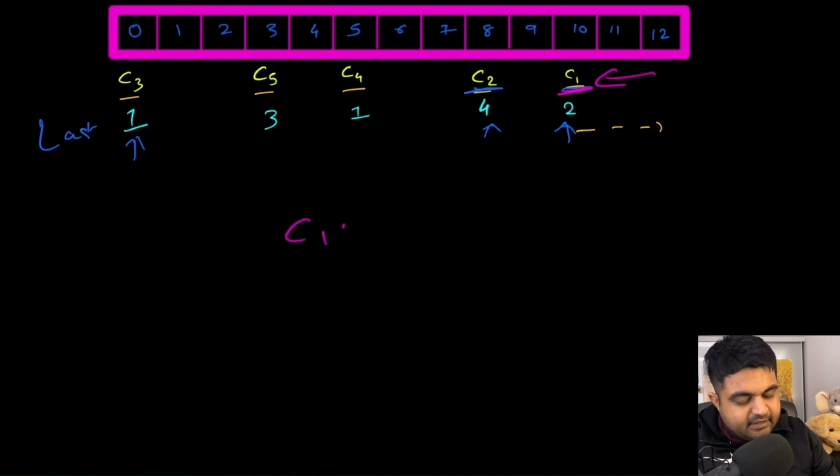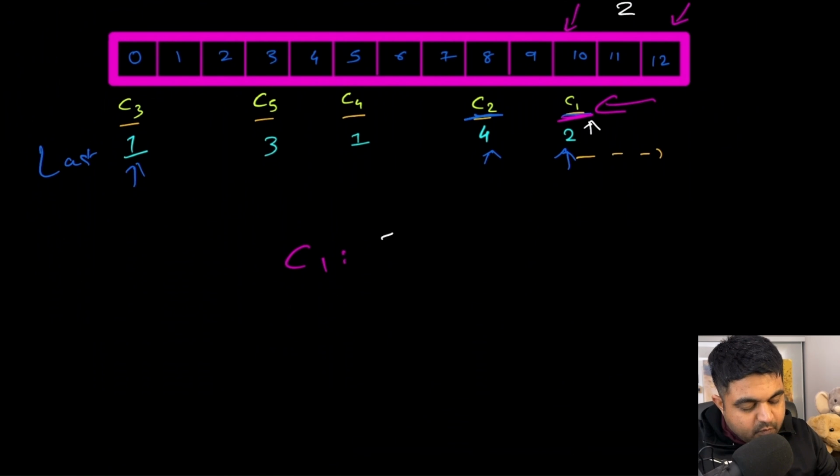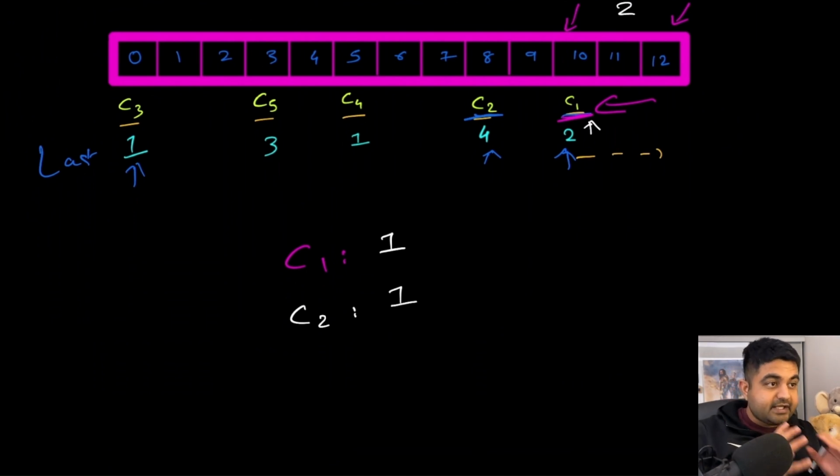So for C1, currently we can see that this is located at position number 10 and it needs to reach position number 12, which means the distance is 2. And the speed for C1 is also 2 miles per hour, which means it is going to take 1 hour to reach the destination. Same way for C2, it is also going to take 1 hour to reach the destination.